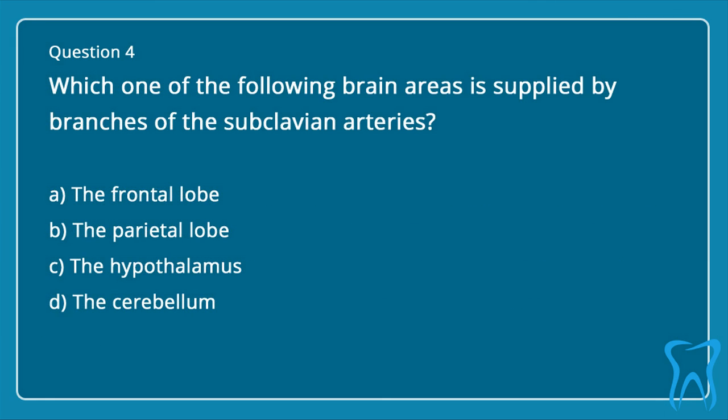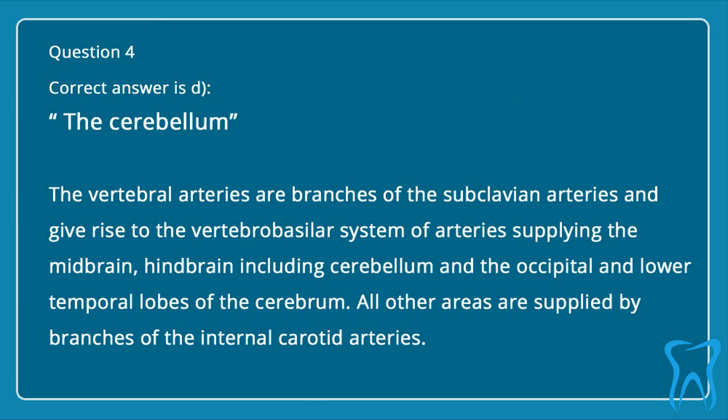Question 4. Which one of the following brain areas is supplied by branches of the subclavian arteries? A. the frontal lobe, B. the parietal lobe, C. the hypothalamus, D. the cerebellum. Correct answer is D. the cerebellum.